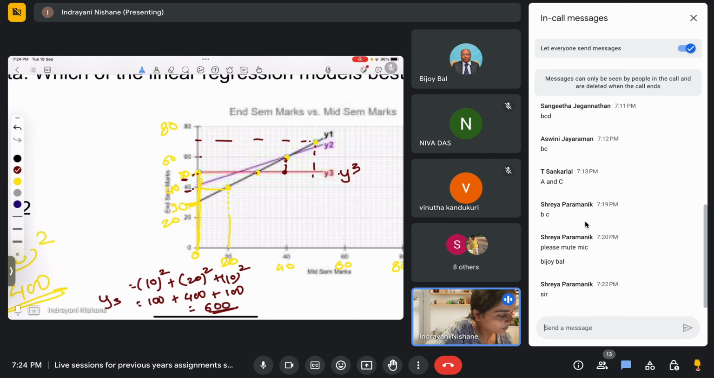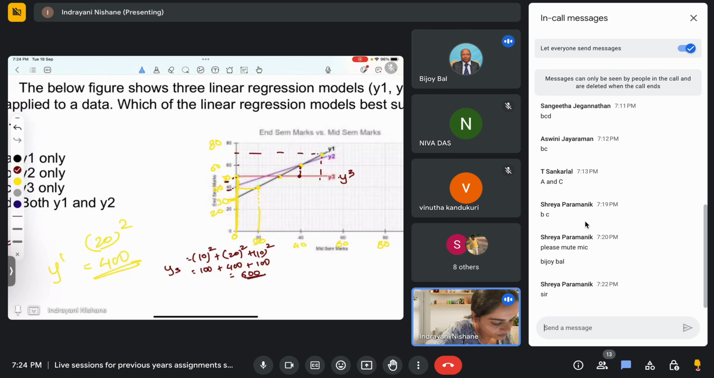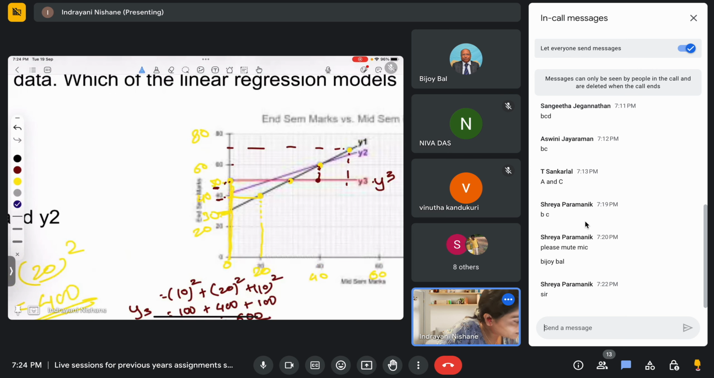Yeah, so now let's find out for y2. Y2 seems to be blue, so let's use blue for y2. So this is y2. This seems to be roughly 5, the difference between this data point and this. So let us have this as y2, 5 square.